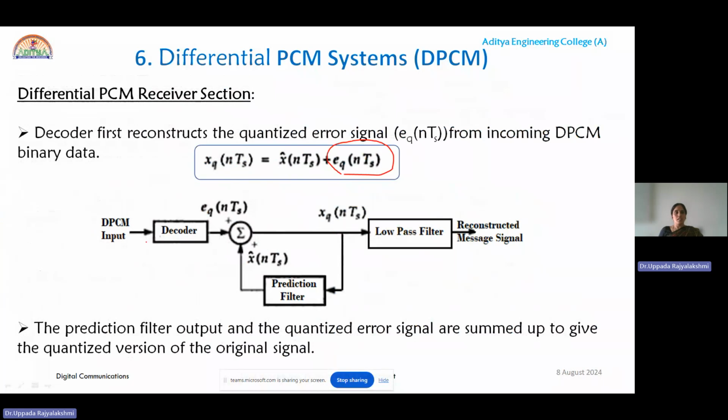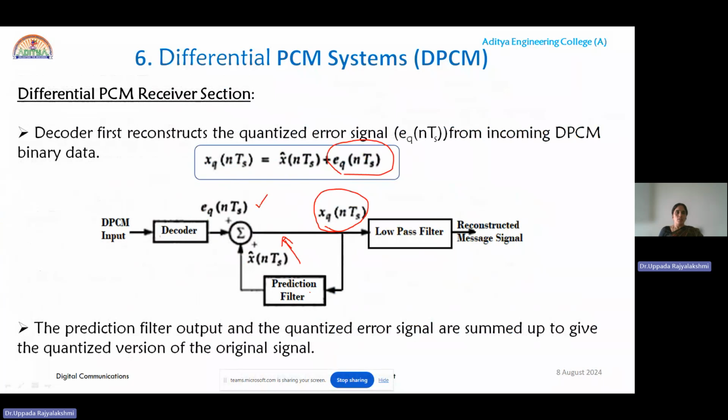The DPCM signal is collected by the decoder, and the decoder decodes it and converts it into the quantized error signal, or the difference between the samples. That is added with the prediction filter output, that is, with the past sample. Once you add the past sample to this, you can produce the output xq of nTs. So the same signal will be reproduced here.